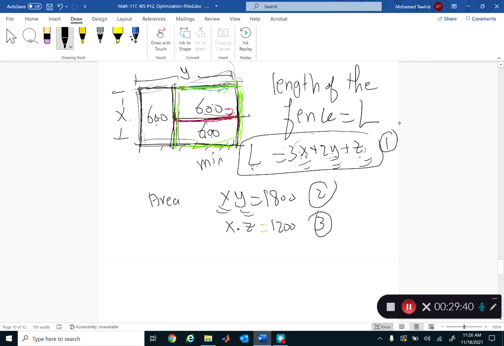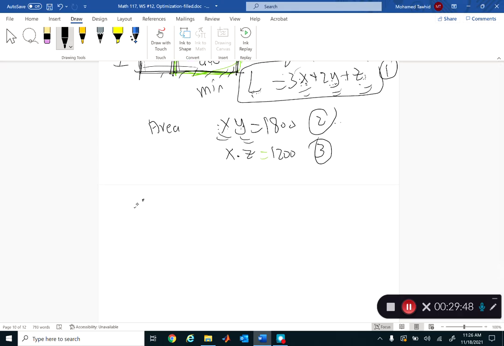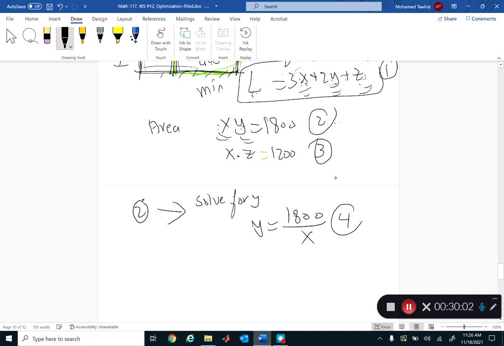So here, look what you have. From equation 2, I could solve for y in terms of x. If I solve for y, what do you have? You have y equals 1800 divided by x. Let me give this a number. When I solve for y, I write y in terms of x.